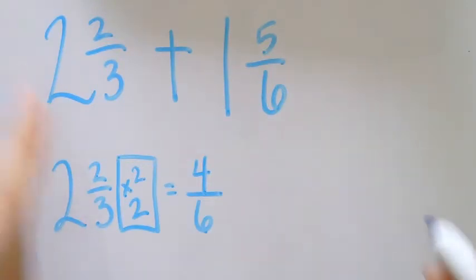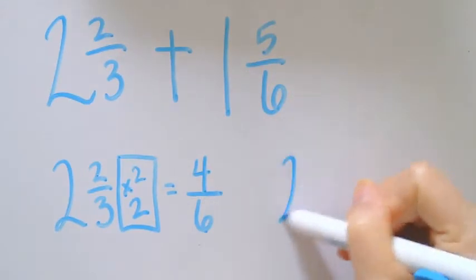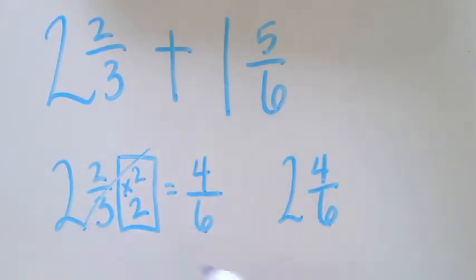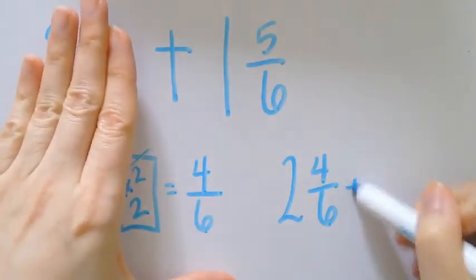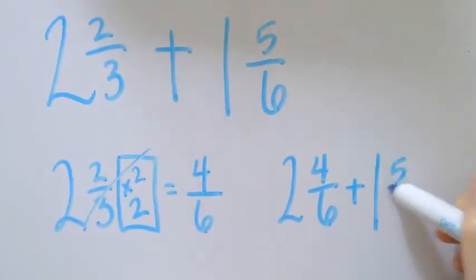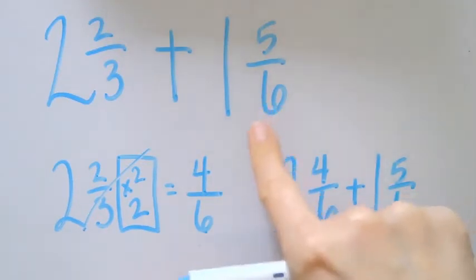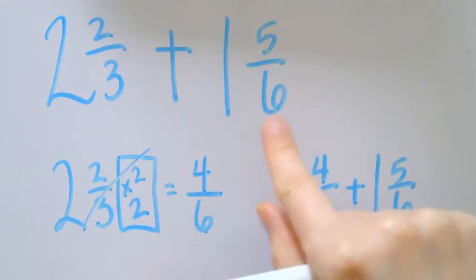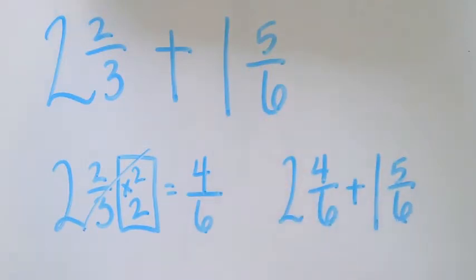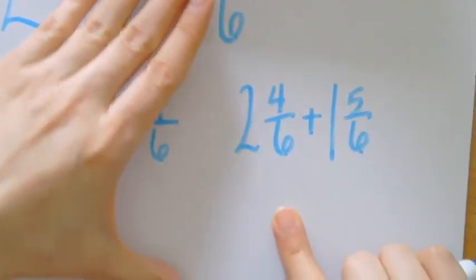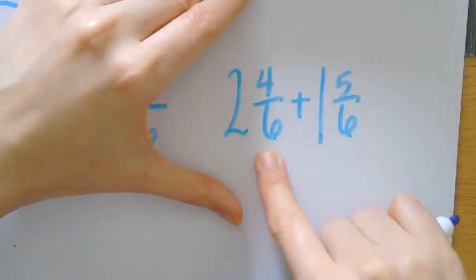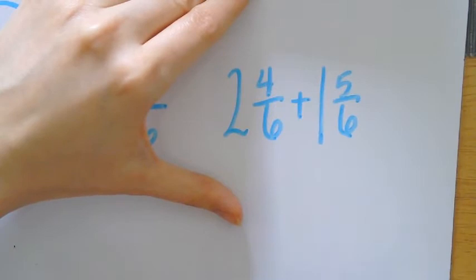All right, so I'm going to rewrite my question as 2 4/6 plus 1 5/6. The reason I didn't do anything here is because my denominator is already a 6, so I don't need to make any changes. Okay, so here is my new problem, disregarding all of this here. 2 4/6 plus 1 5/6.